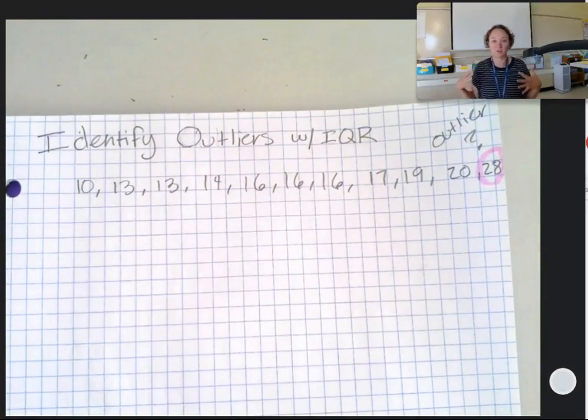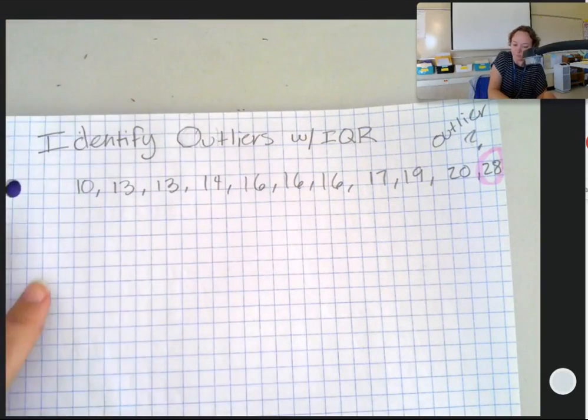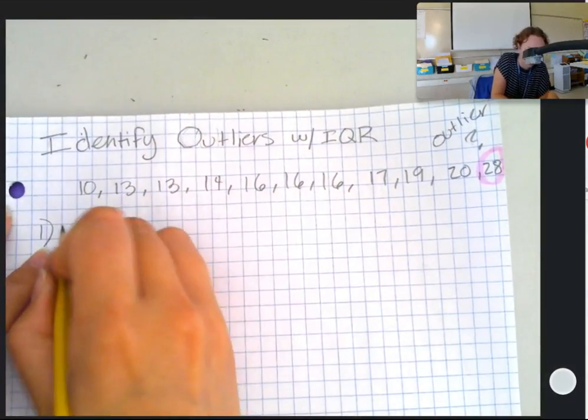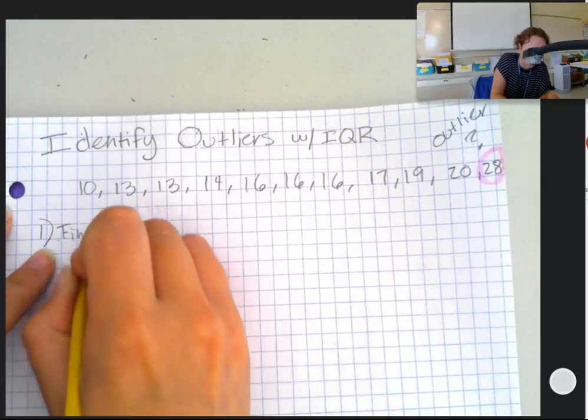Now, there are multiple methods for identifying outliers. At the Algebra 1 level, we are only worrying about identifying them using IQR. There's another way using standard deviation, but we're not worrying about that one yet. We're just doing it with IQR. Okay, so the steps involved are, first, we have to find the IQR.